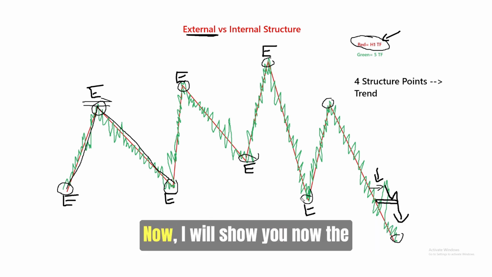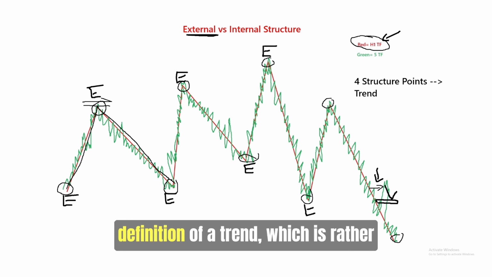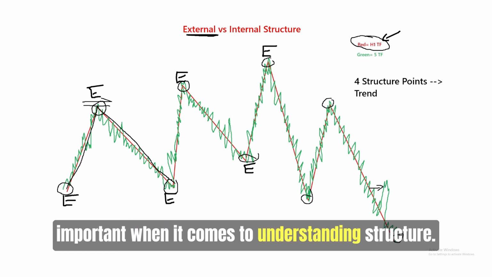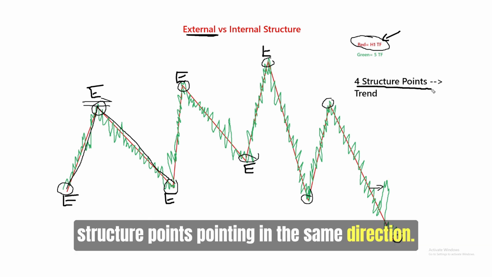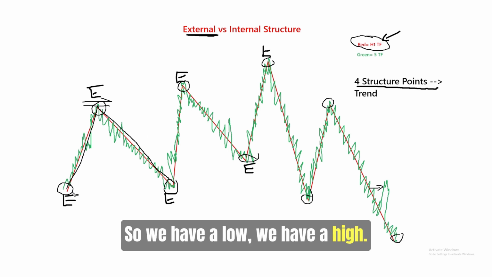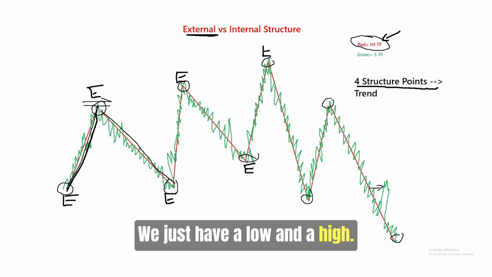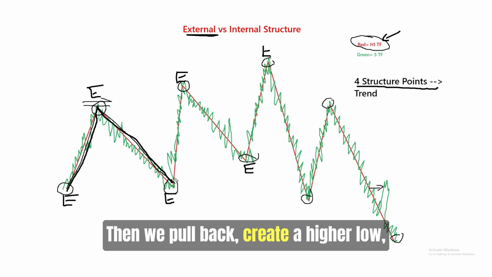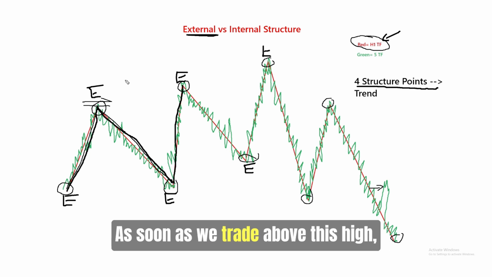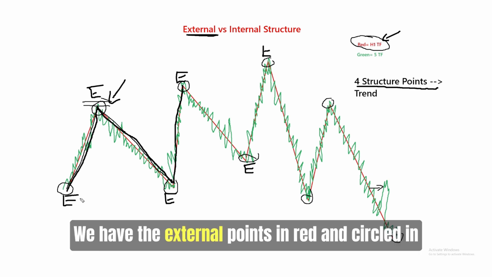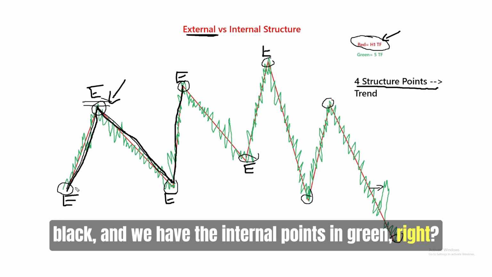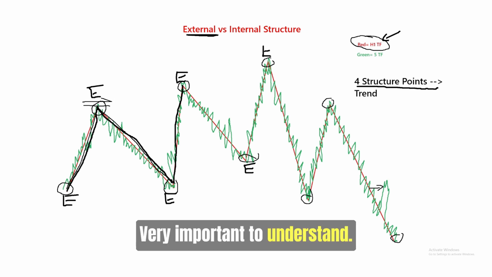It's very important. Now, I will show you the definition of a trend, which is rather important when it comes to understanding structure. The very first thing is, in order to have a trend, you need 4 structure points pointing in the same direction. So we have a low, we have a high. At this point, we don't have a trend. We just have a low and a high. Then we pull back, create a higher low, and the trend confirms itself right here. As soon as we trade above this high, we now have a trend, a bullish trend. We have the external points in red and circled in black, and we have the internal points in green, right? You can see them here. Very, very important to understand.